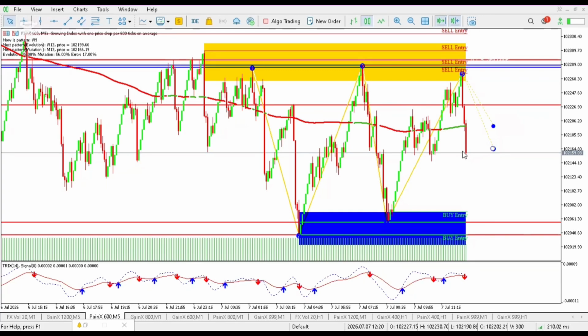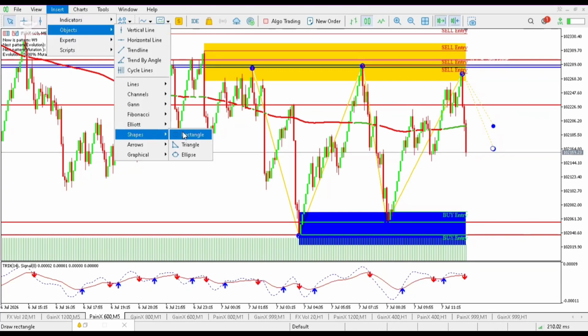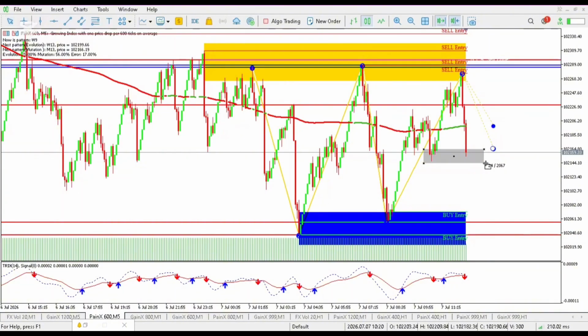You have to monitor it because you can see here we have a support whereby the market once went up. You can see the market once went down, then reached this zone and started to go up. So you have to monitor it. It can pull back again to this level.